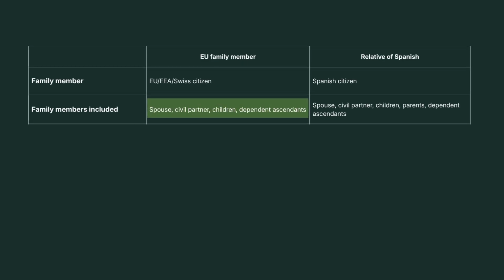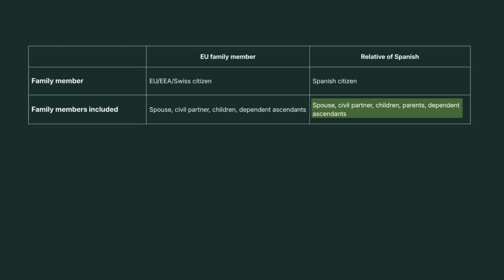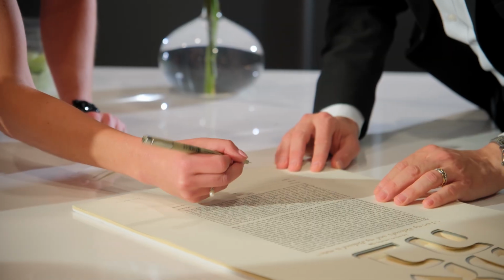Under the family member of the European citizen route, people usually included are spouses, registered partners, children, descendants, and dependent ascendants in certain cases. Under the family member of a Spanish citizen route, spouses, registered partners, children, parents, ascendants, or other dependent family members may also apply, as long as they fall within the cases established by the regulations. But remember, having the family relationship is not enough. You must prove it correctly with documents.